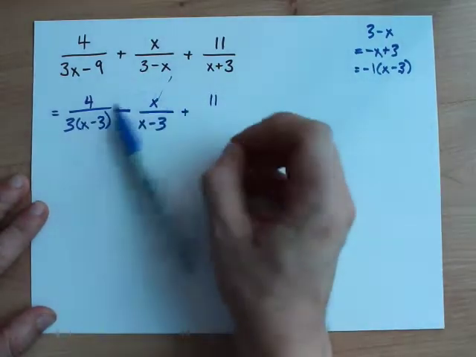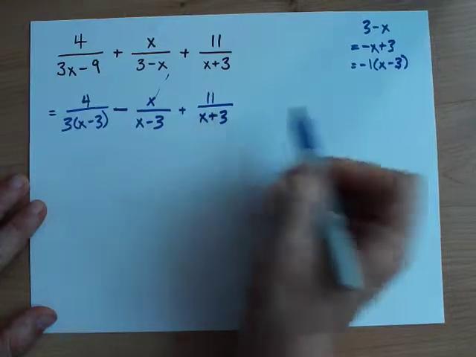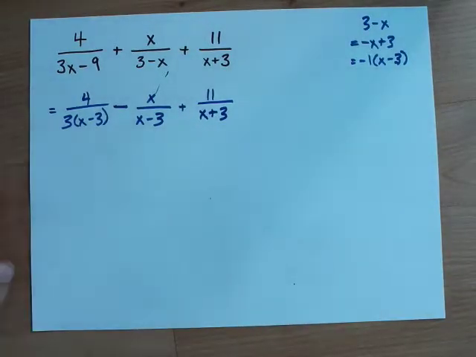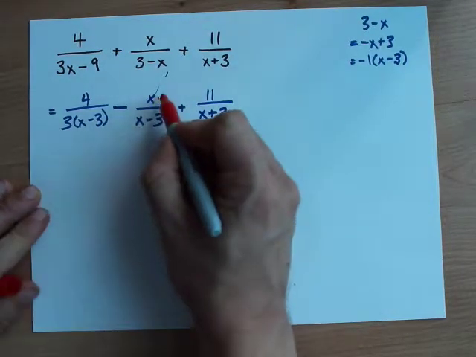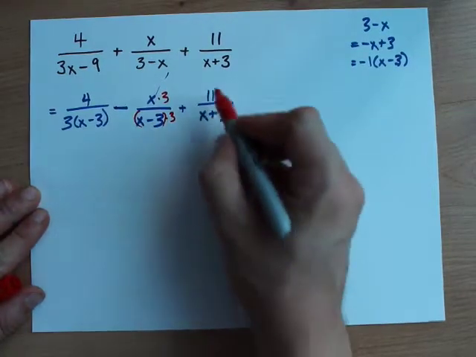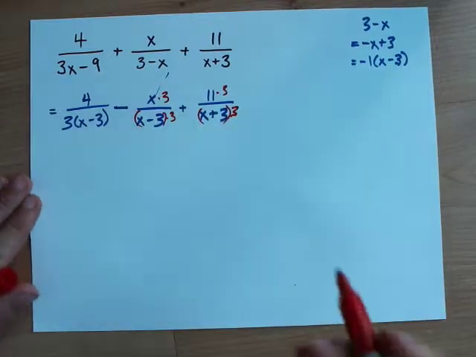This bottom isn't further factorable, so I leave it as is. Now, what am I missing and where? Well, there's a 3 on bottom here that isn't here or here. So I'm going to have to multiply the top and bottom by an extra 3 here, and the top and bottom by an extra 3 here.